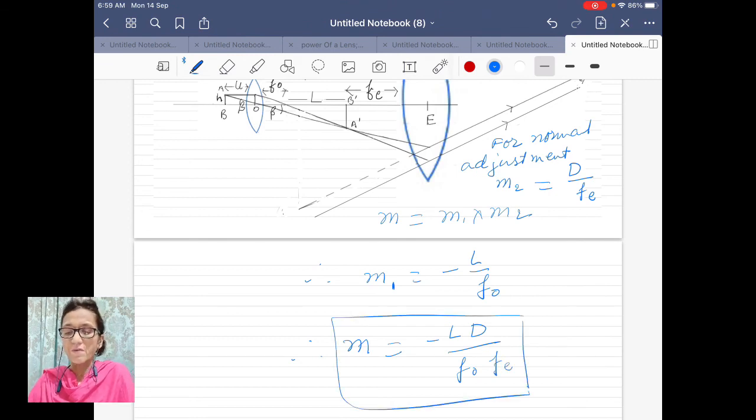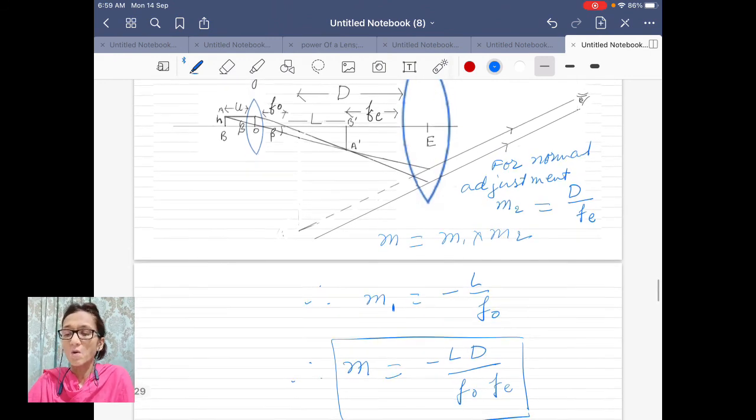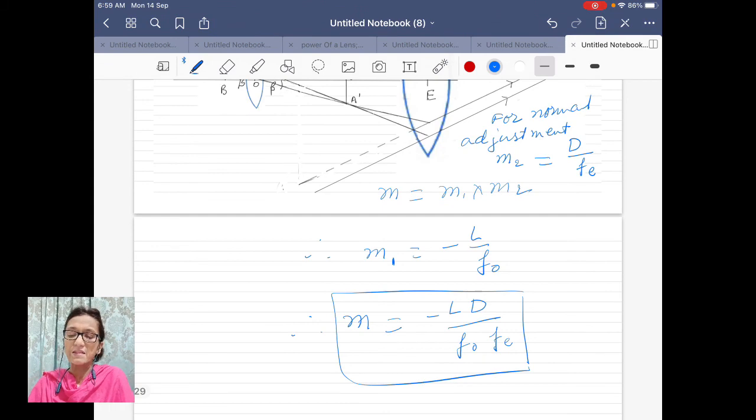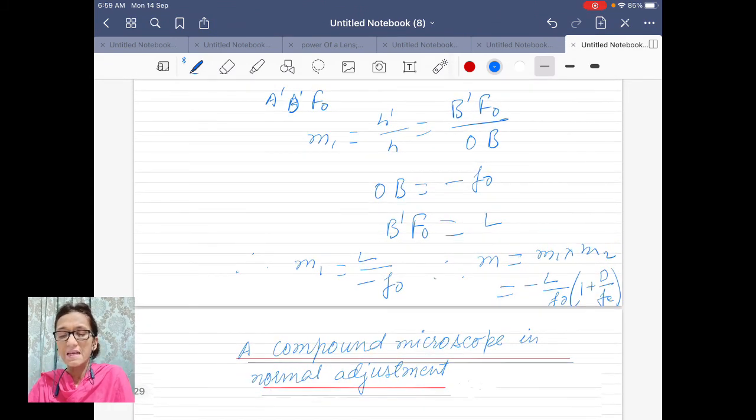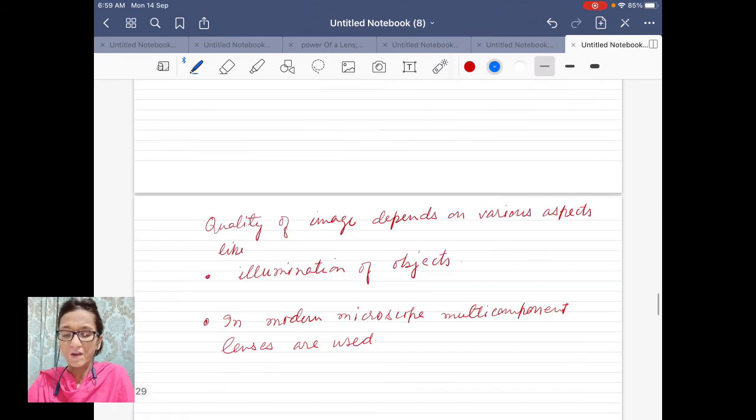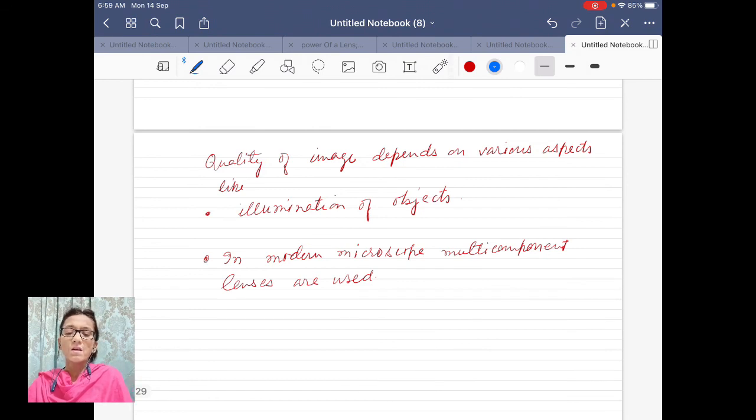So these are the magnifications in two cases. When the final image is obtained at infinity, you have magnification minus LD upon FOFE, and when the final image is obtained at near point, then magnification is equal to minus L by FO into 1 plus D upon FE. So this is how you can magnify the size of image for viewing small objects using microscopes.